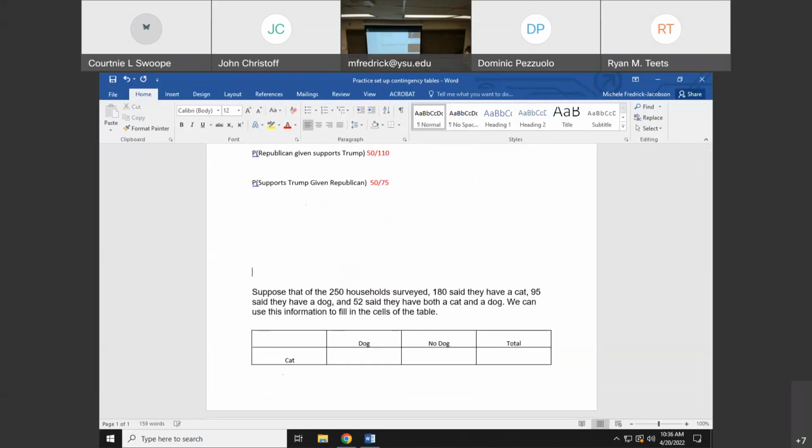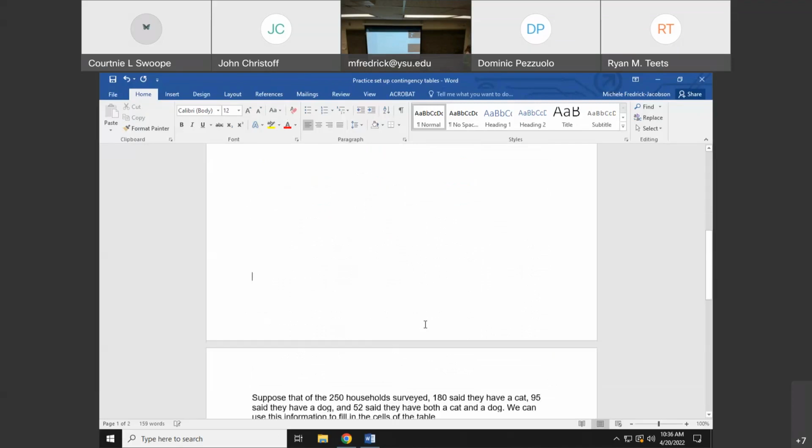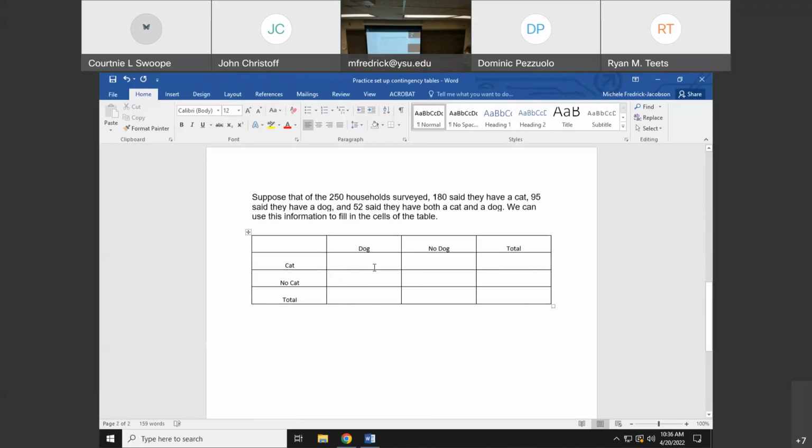Go to another page so we could make some probabilities with it. Okay, so go ahead and fill out this contingency table.